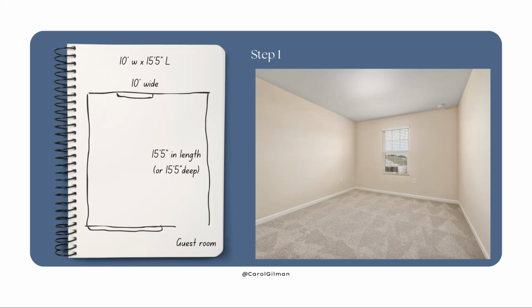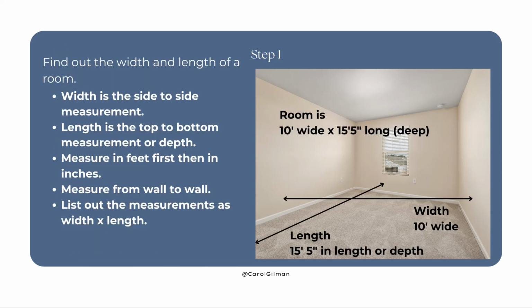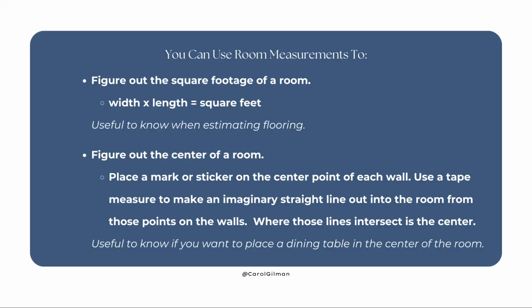If you want to list the measurements of your room, the standard practice is to list the width first, then the length or how deep the room is. So as in this example. And when you have the overall width and length of a room, you can use this information to find out the overall square footage of a room or even the center of a room.